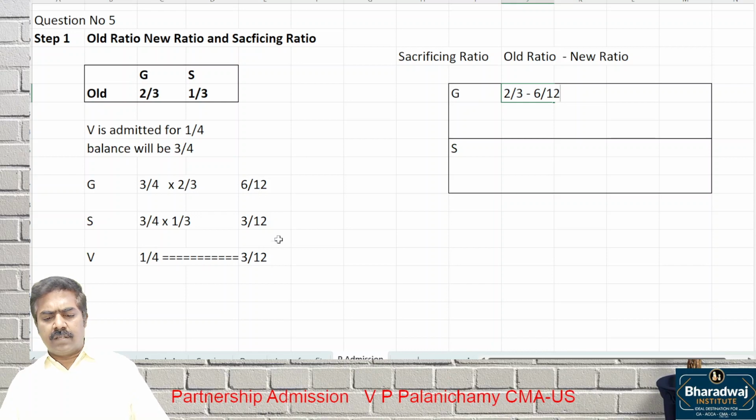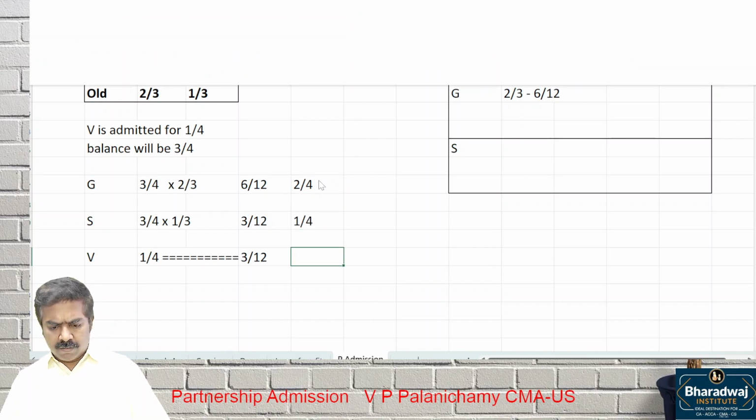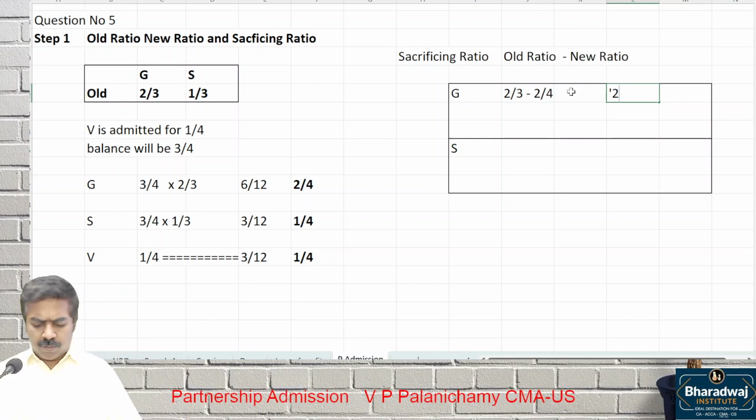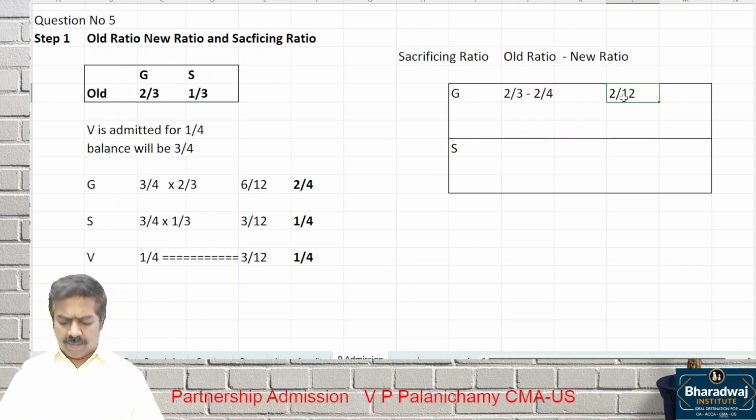6 is to 3 is to 3 can be written as 2 by 4, 1 by 4, 1 by 4. So 2 by 3 minus 2 by 4, take the LCM, what will be the answer? 2 by 12.